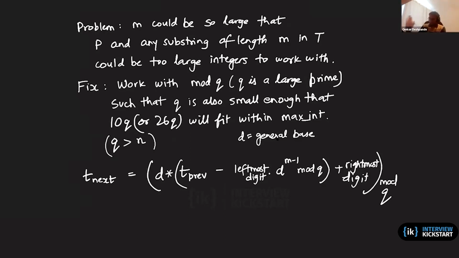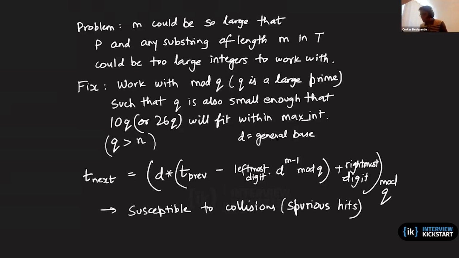Now this fixes the issue of integer representation, but it introduces a new issue, which is that when you take mod q, it is possible that two different numbers could leave the same remainder after the mod operation. So this is susceptible to collisions, you can say, which are also called spurious hits.